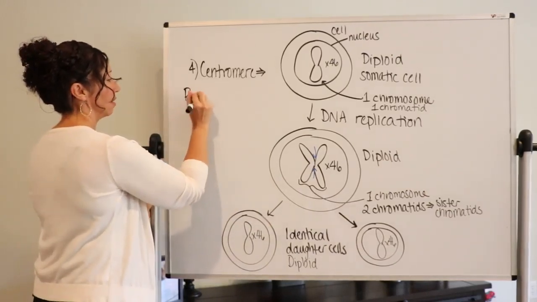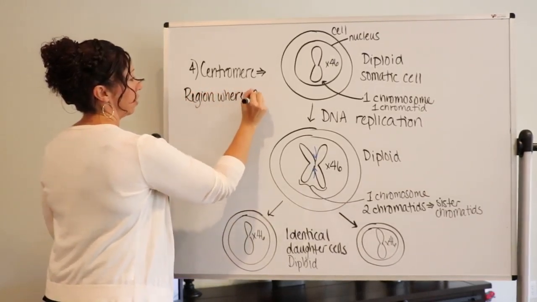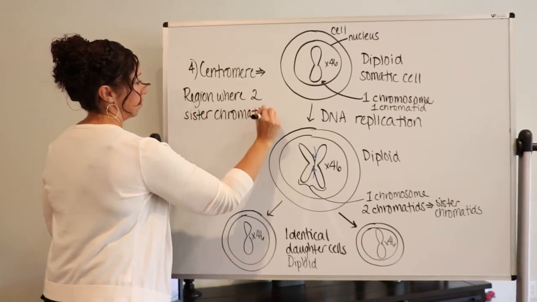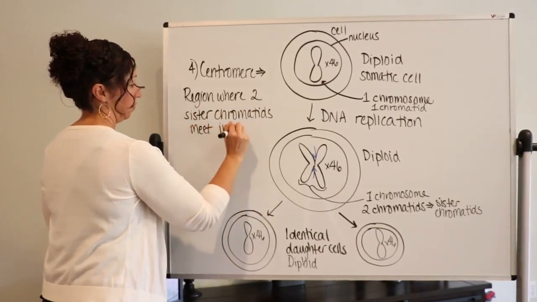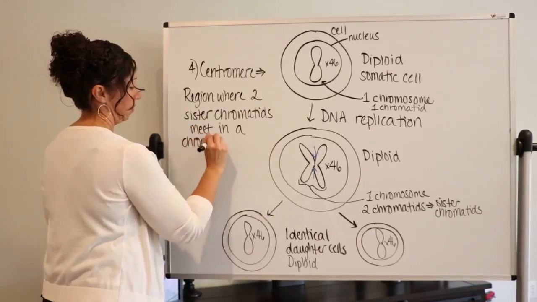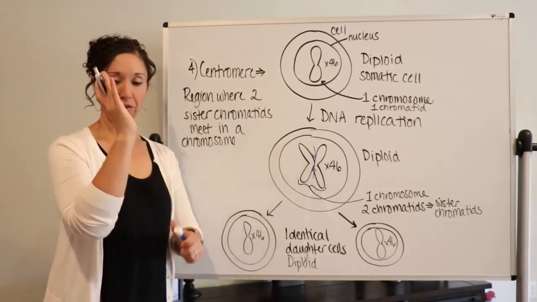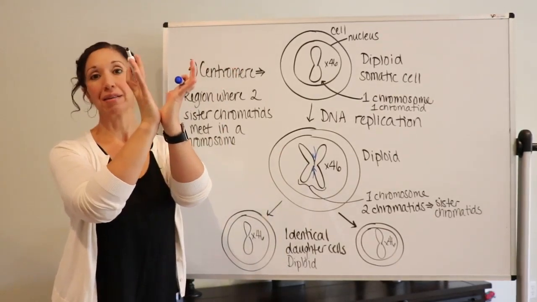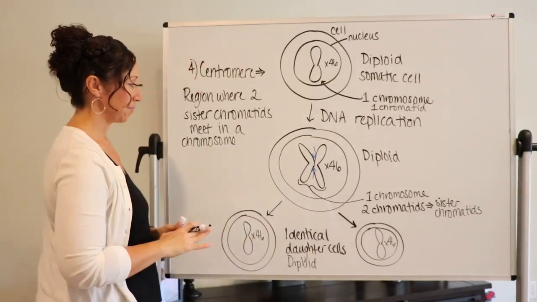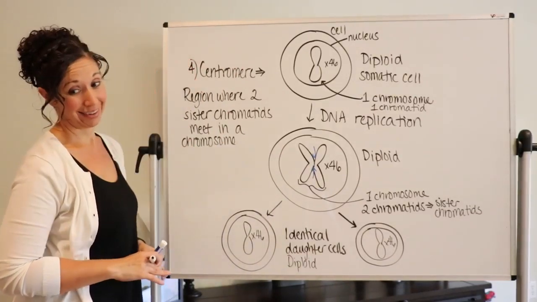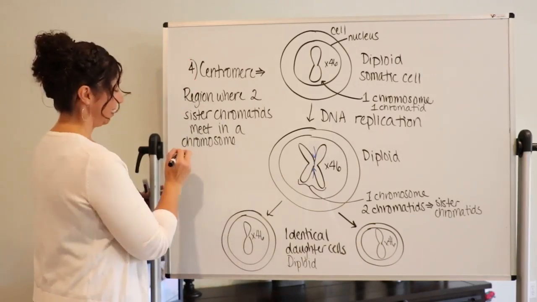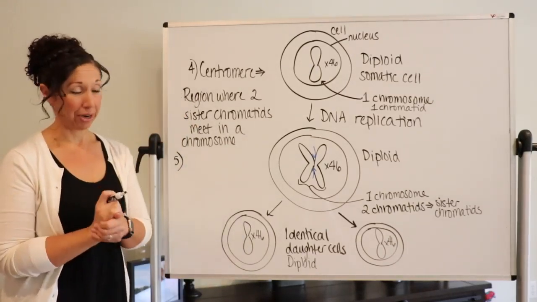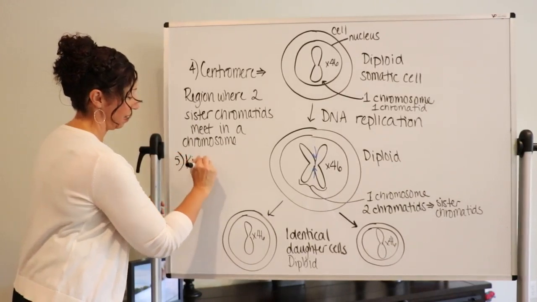The region where 2 sister chromatids meet in a chromosome. So it's that inside spot right here. So if this is 1 chromosome and I copied myself, pretty much where the heels of my hand are, that would be the centromere, that inside point right there. All right, and the last definition we're going to do before we get into how this whole thing works is number 5. This is going to be kinetochore. So it's an interesting spelling, K-I-N, kinetochore.